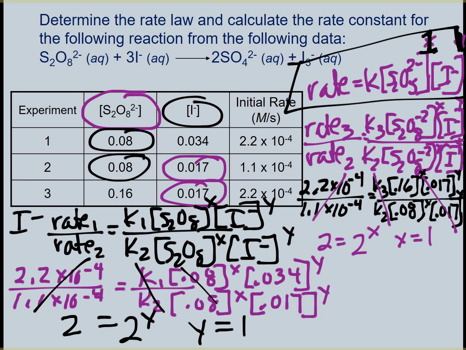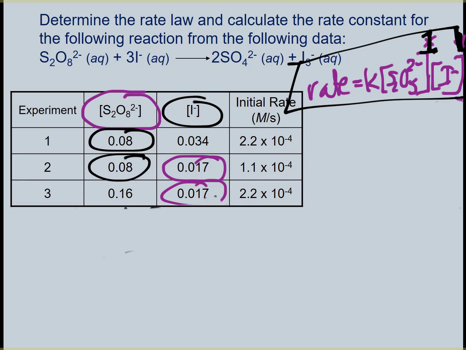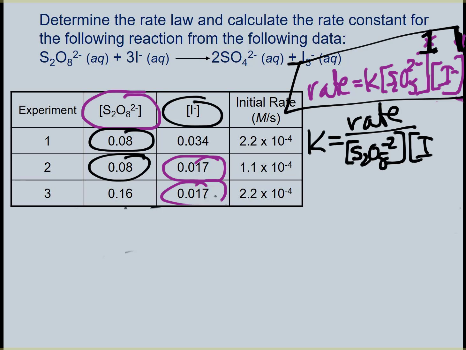The next thing I need to do is find out what K is. So let me just clear my screen. And I'm just going to rearrange this to solve for that rate law constant. So I'm going to have rate on top because I'm going to divide each side by each of those ions. And they're just to the 1 power. And let's go ahead and put our numbers in. And just pick one of the experiments and go across and plug in the values.